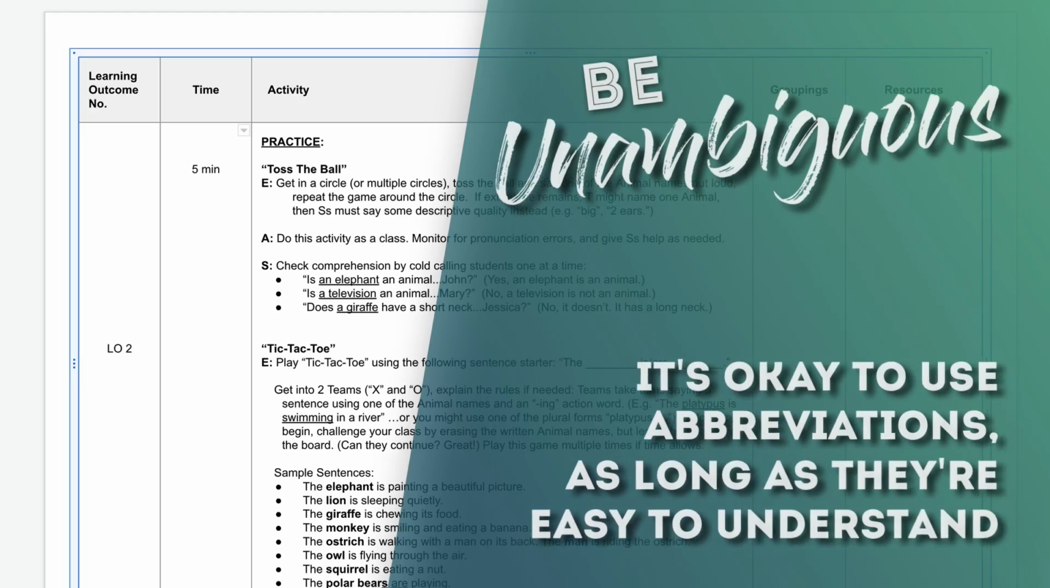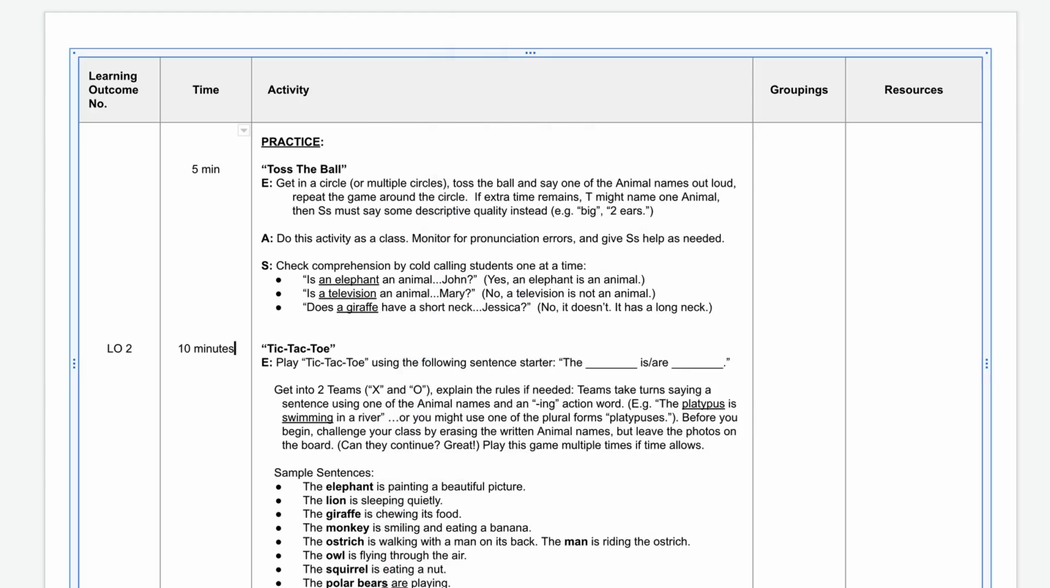So if you mean 10 minutes, then write 10 minutes, 10 min, 10 m, 0 hours and 10 minutes, or another similar type of obvious, unambiguous notation. Don't just write 10.